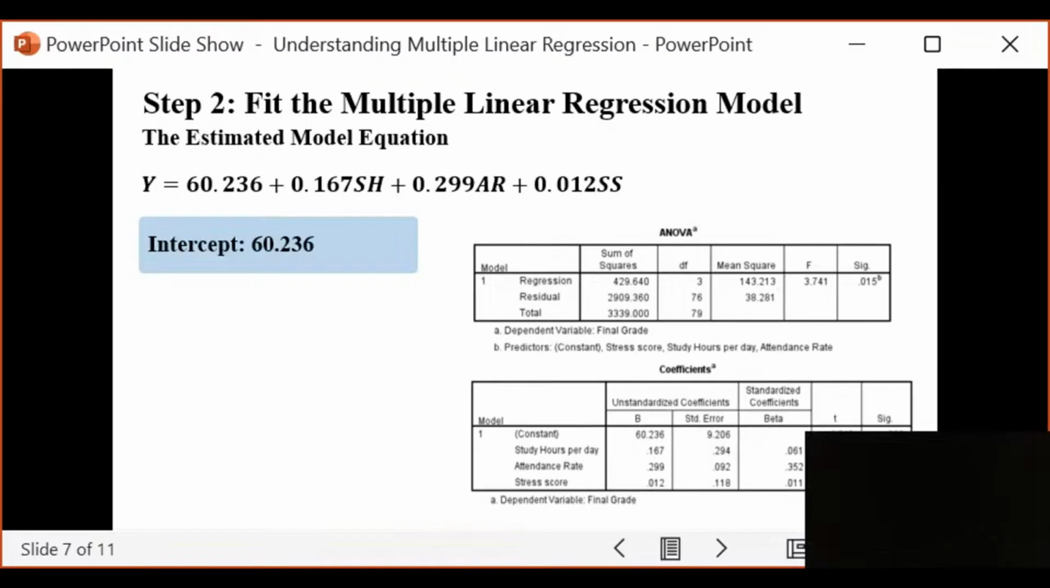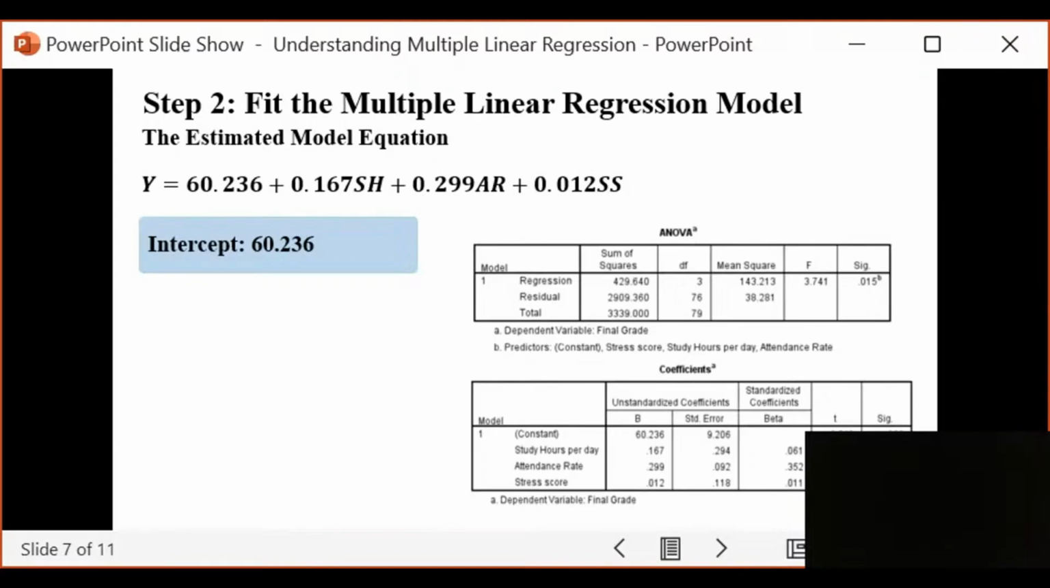So first, let us discuss the intercept. The intercept is 60.236. Ano ito? This is the constant term. It means that if all other variables, study hours, attendance rate, and stress score, were zero, the predicted grade would be 60.236. Okay? Kung zero, halimbawa, in the context of our example.